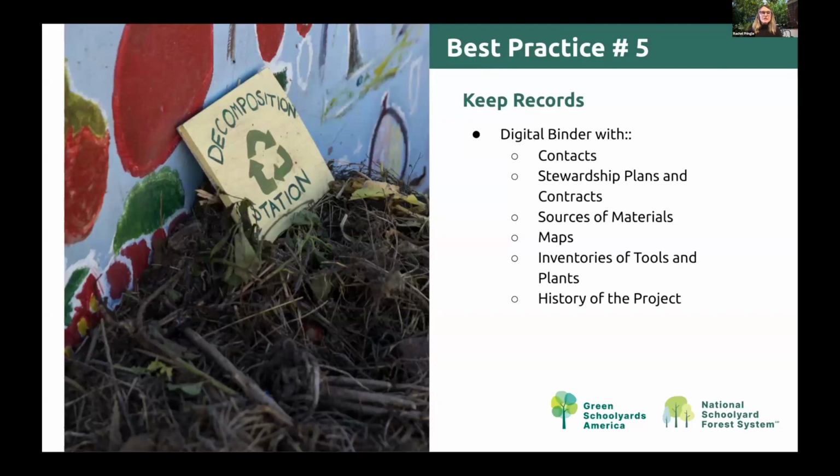includes the following things: contacts, stewardship plans that have been drawn up yearly, contracts that go with that, sources of materials, where we have gotten things in the past, maps of the schoolyard and how things have changed, inventories of tools and plants, so we know when things have been purchased or where they are, what tools and things we need every year, and the history of the project. And this binder can be handed on from one year to the next.